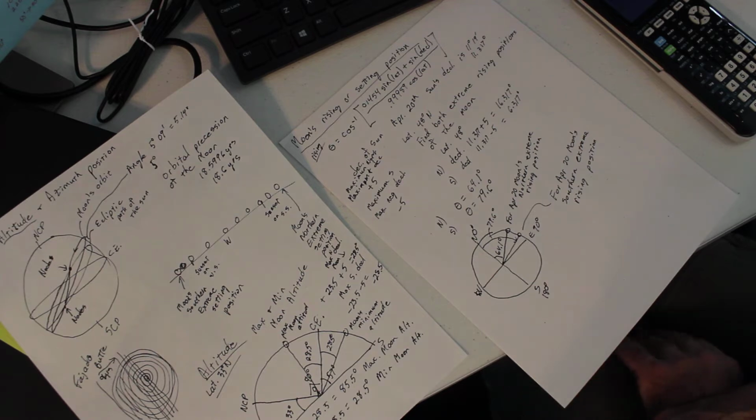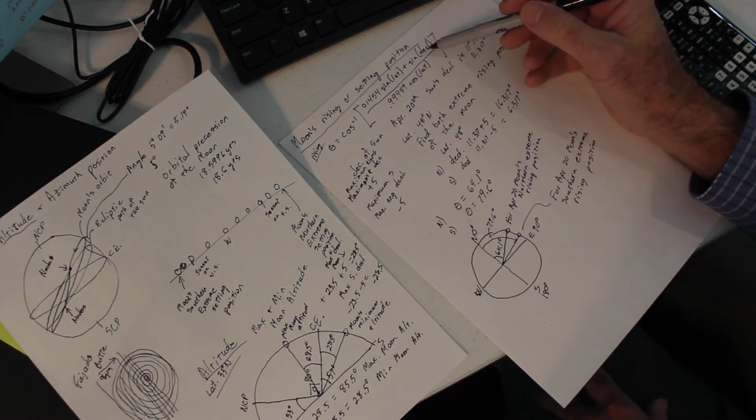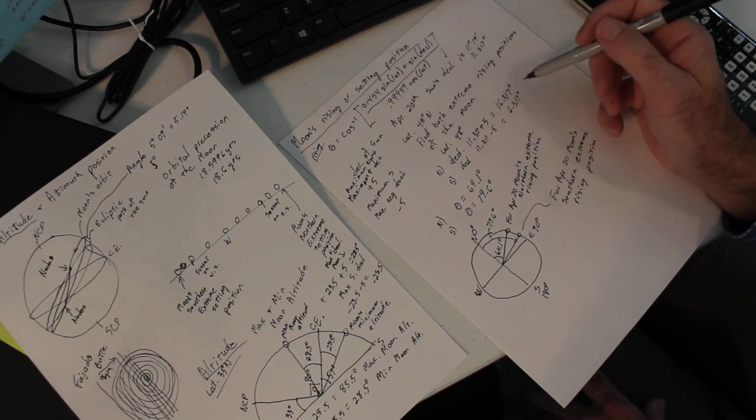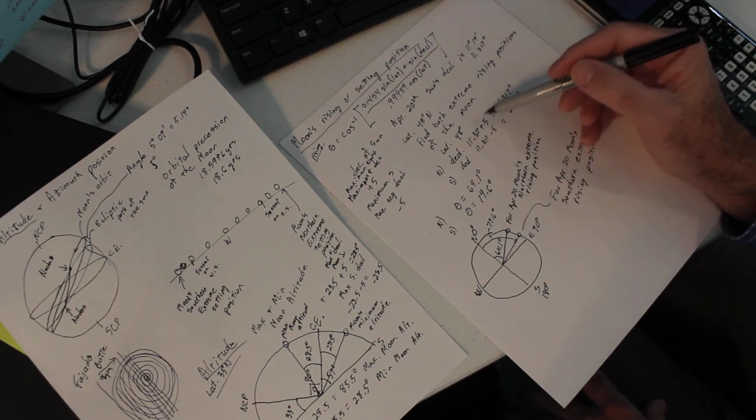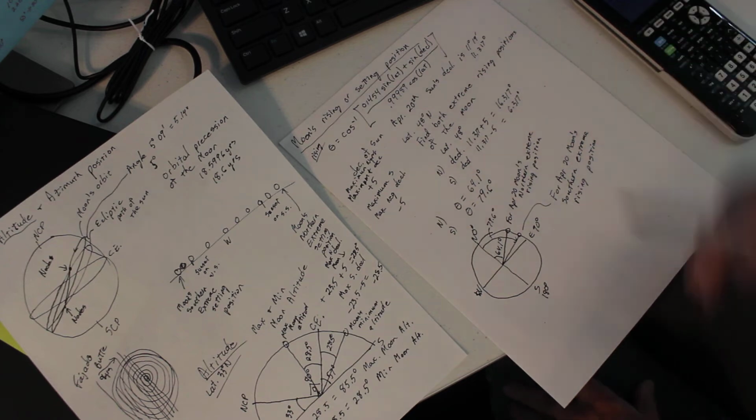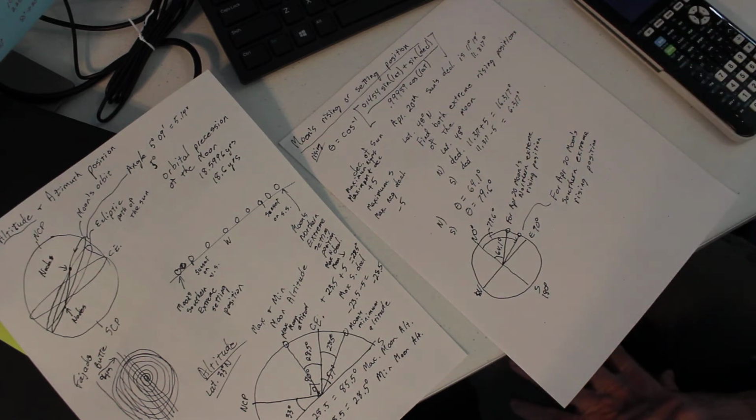So the only tricky part here is to remember that the declination that you put into this program has to be the declination of the sun plus or minus the declination of the moon, depending on what extreme you want.